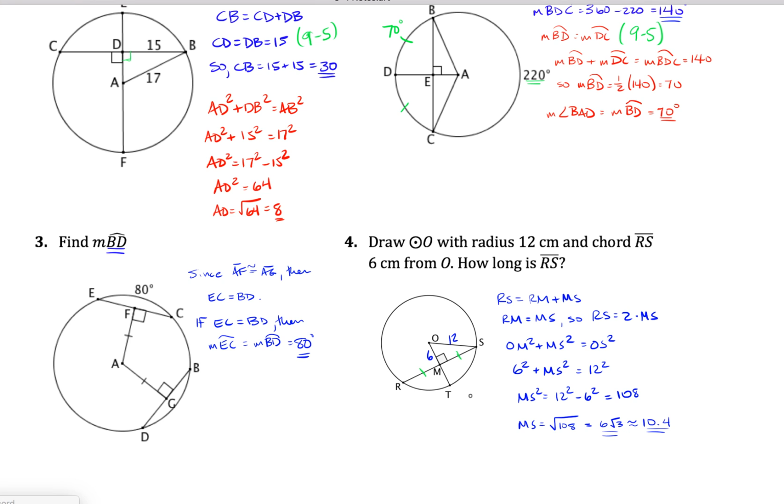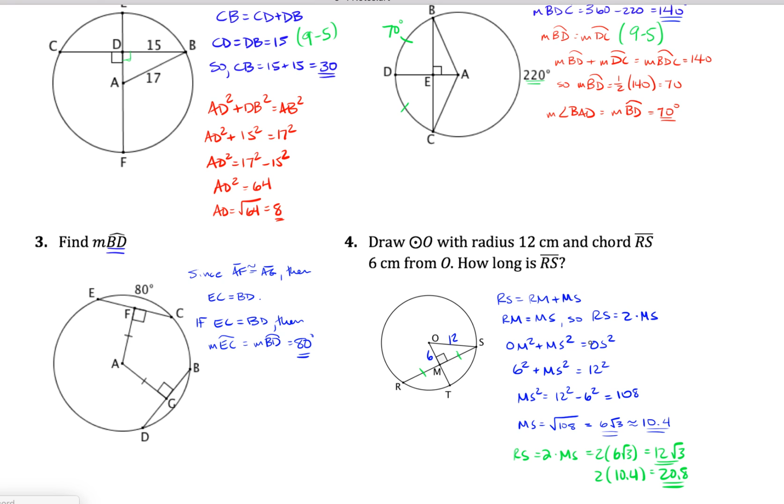Oh, but I didn't finish this problem. I just realized I forgot to finish this problem because I only found the length of MS. So real quickly here, if the length of MS is 6 root 3 or 10.4, then the length of RS would be 2 times that, which is 2 times 6 root 3, which is 12 root 3. Or if you're going to go a decimal, it'd be 2 times 10.4, which is going to be 20.8. So sorry about that. I forgot to actually finish that because it was asking for RS.